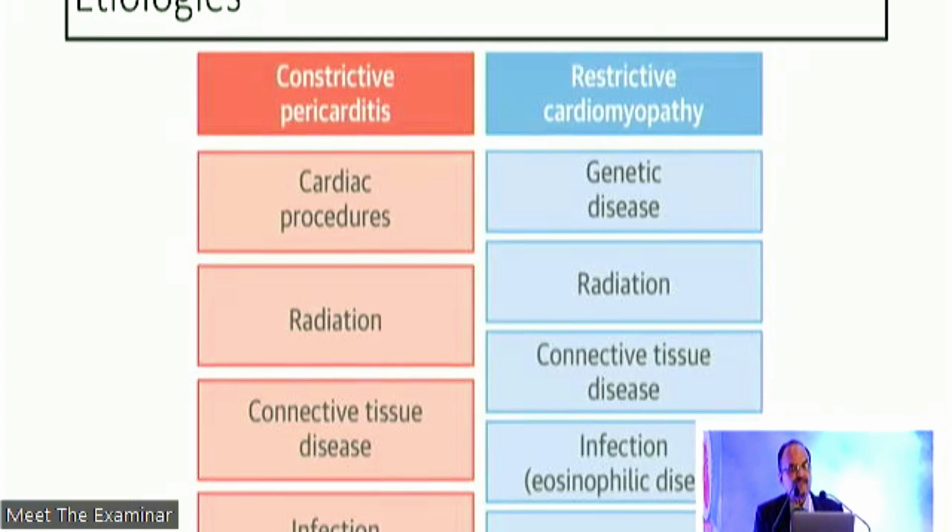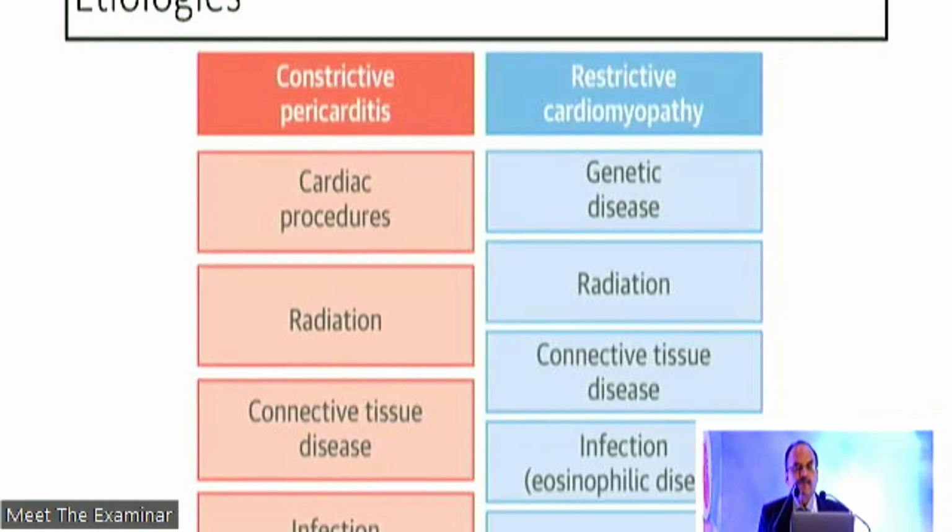As far as the etiologies of these two conditions are concerned, in our country the most important cause of constrictive pericarditis, as we all know, is tuberculosis. Whereas in other countries, and at number two in our country also, you would have problems due to radiation, connective tissue disorders, or patients having undergone previous cardiovascular procedures.